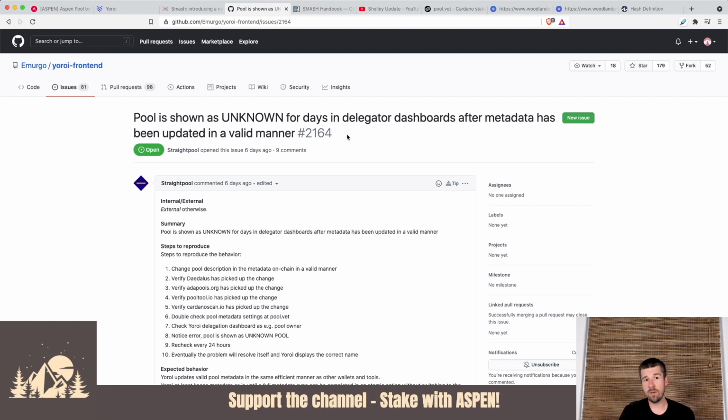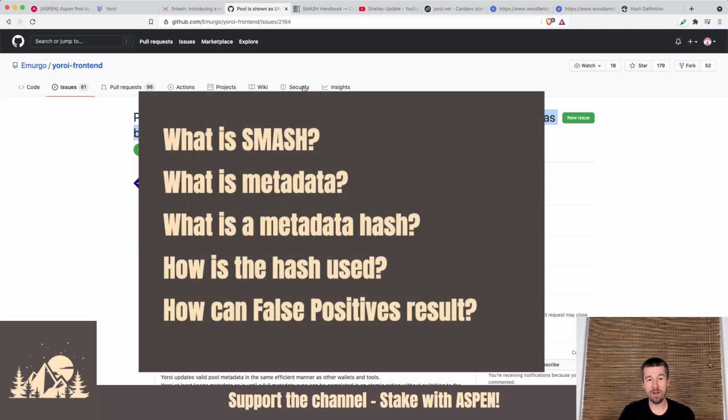So that should be fine, right? At any given time, as long as your metadata was done in a valid manner, the hash that you have should always match the one that was registered. However, as you can probably see where we're going with this issue and the problem that we saw with the Aspen pool, sometimes false positives can happen.